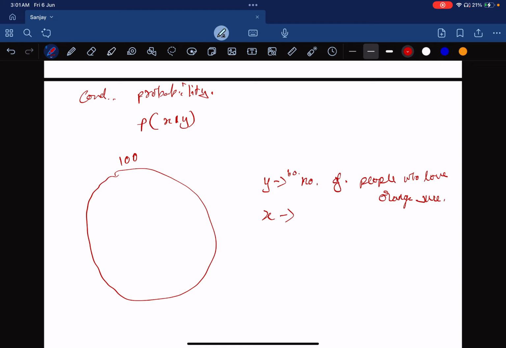We need to find the probability of x given y, right? So let's take the number of people who love apple juice. So x is defined as the number of people who love apple juice, and y is defined as the number of people who love orange juice. The conditional probability of x given y means we need to find the probability of apple juice among the orange juice lovers.